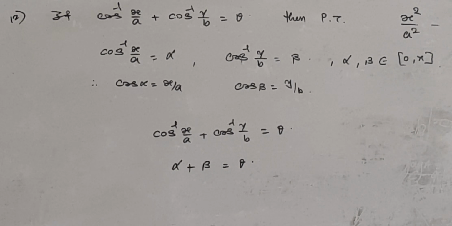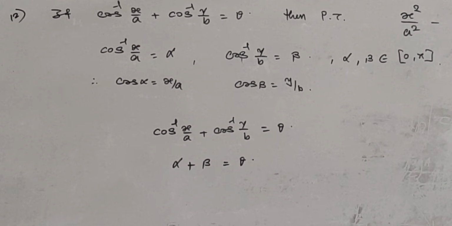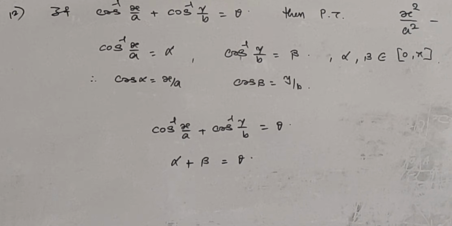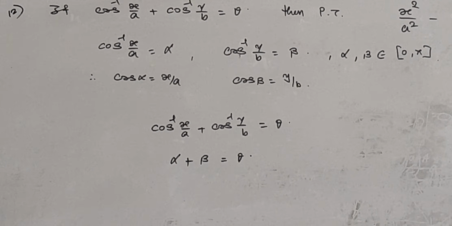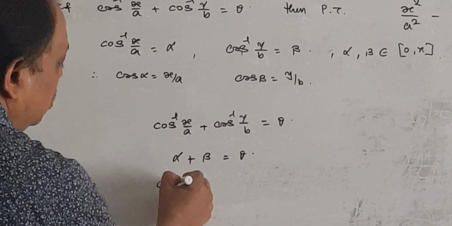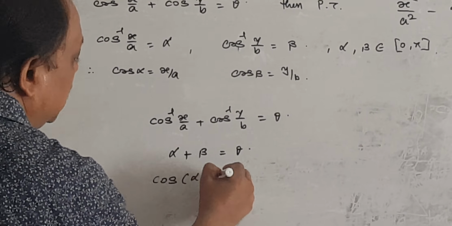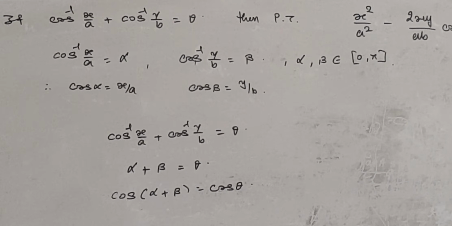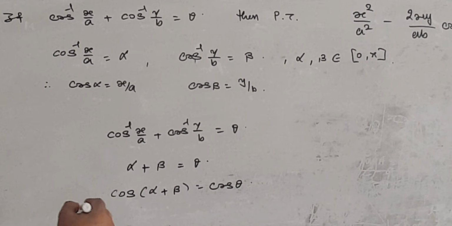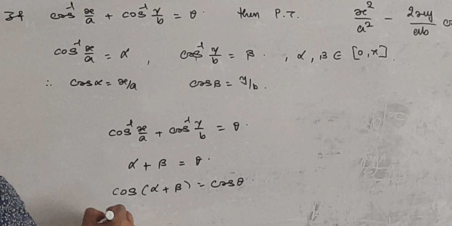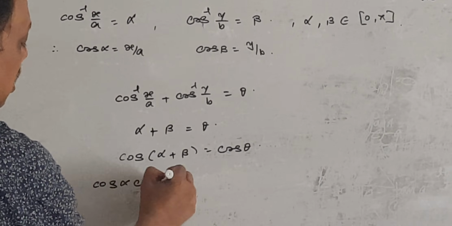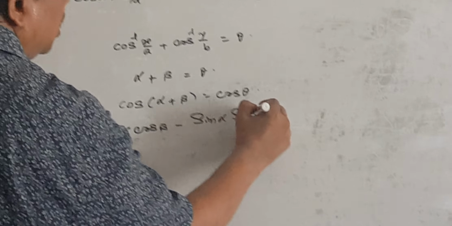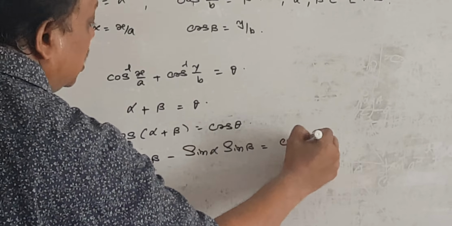Let's see. If I apply the cos rule here, then cos of alpha plus beta is equal to cos theta. Understand? The rule for cos alpha plus beta is cos alpha cos beta minus sin alpha sin beta, which is equal to cos theta.